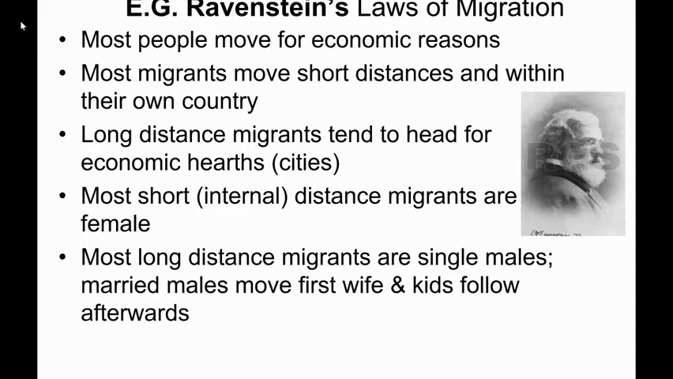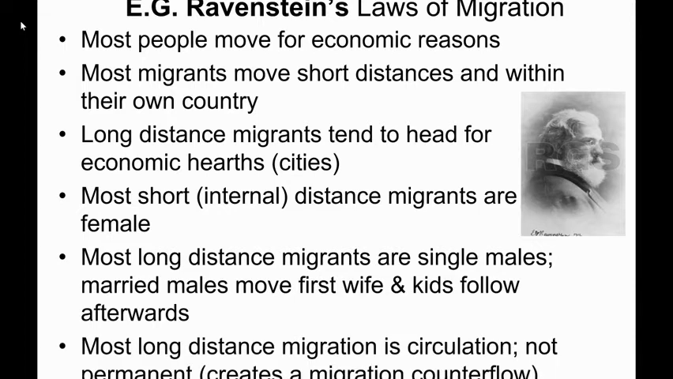Now, if you have a married husband, let's say again, coming from Mexico, usually the husband will come first, get a job, get a place to stay, and then move the wife and the kids up later. And then most long distance migration is what we call circulation. So this will be a key term card. Circulation means it's not permanent. So you go at one time of the year and you go back the next.